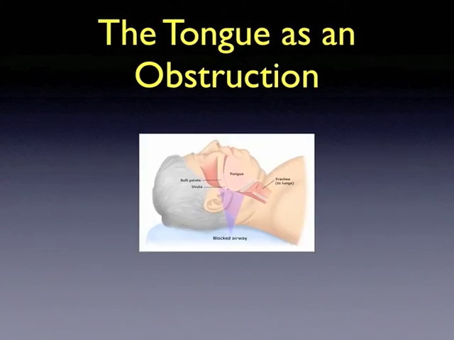The tongue is the single biggest obstruction that you will face in basic airway management. Notice on the slide that with the patient in a supine position, in the setting of a loss of protective airway reflexes, the muscles of the tongue fall backwards. They impinge along the backside of the throat and obstruct the airway.